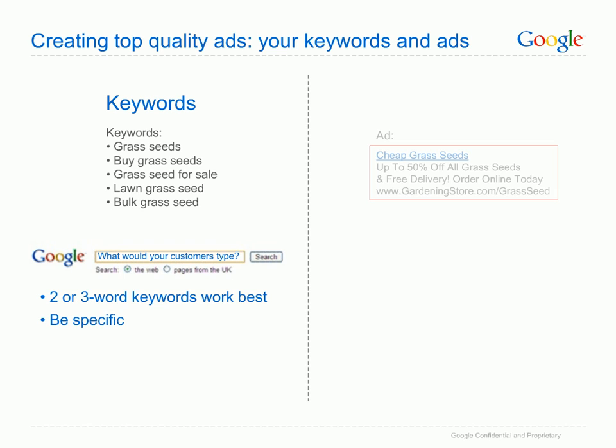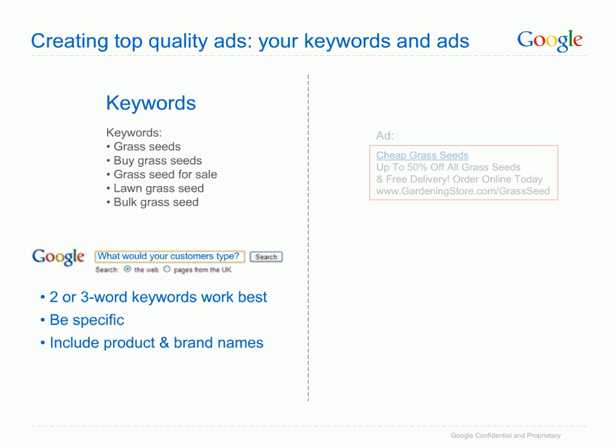With keywords, you need to keep them as specific as possible to the ad group and product you're promoting. And don't forget to include any product or brand names as well as plurals. Now, a small group of targeted keywords is far better than a large group of untargeted keywords.